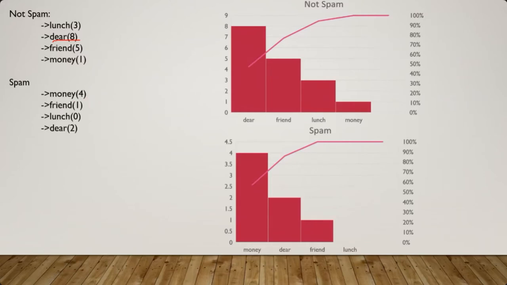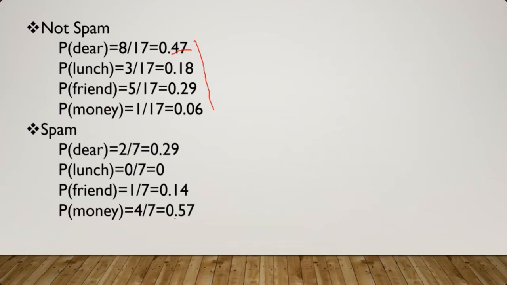And we repeat the same for spam. When we come to spam, the values are actually less. So 4 plus 1 plus 0 plus 2 will be 7. We divide the 4 by 7, so it will be 4/7, which is 0.57. When we repeat the same, we will get the probabilities of dear, lunch, and friend in spam. So now we have calculated the probabilities, and it will store the values of every single word in a separate place.